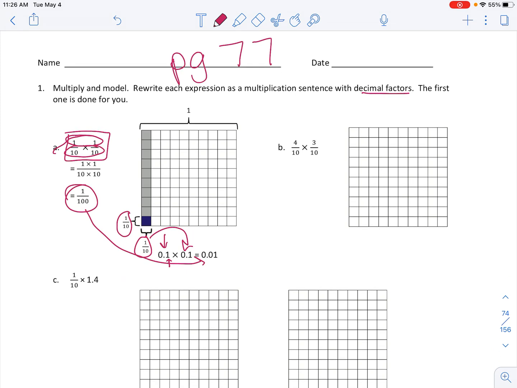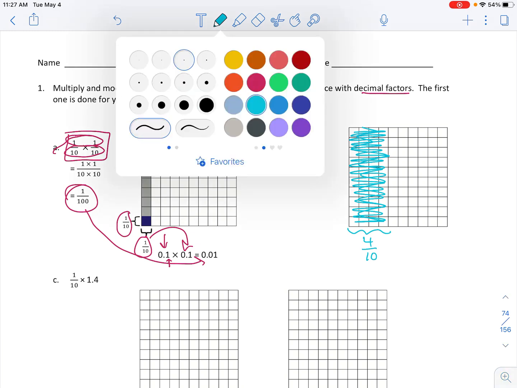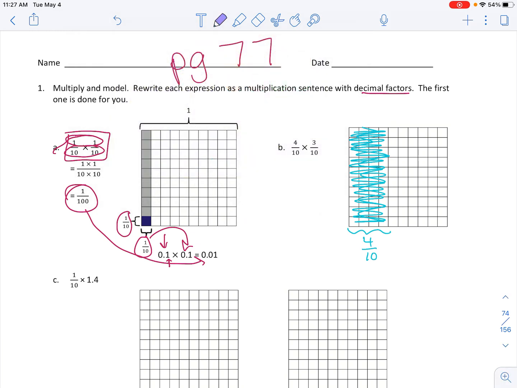So letter B, we have 4/10 times 3/10. So first 4/10 is these first 4 boxes. So this is 4/10. And now 3/10 of this, because remember whenever we multiply it's of, I can pick 3 of these tenths.